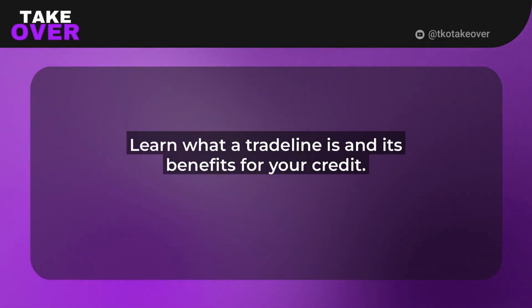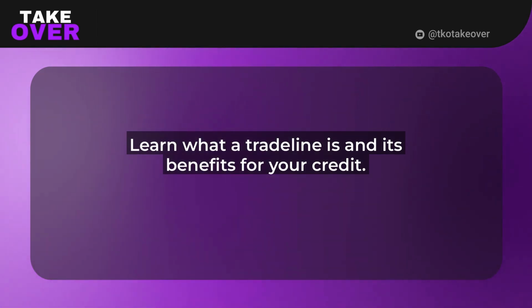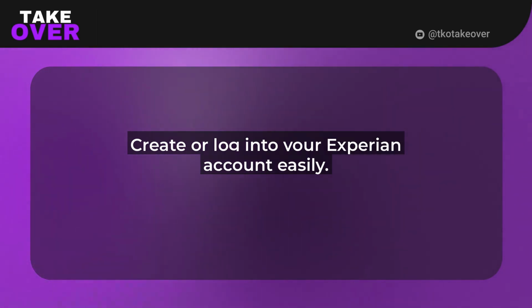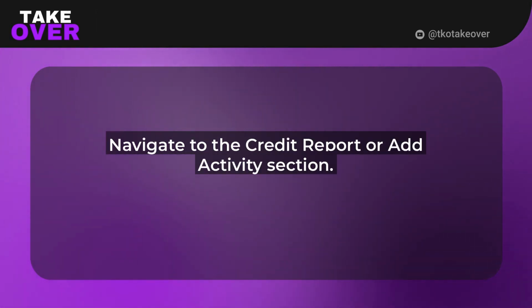Today's video is all about how to add a trade line to your Experian in 2025. If you're aiming to boost your credit score or build a stronger financial profile, adding a trade line can be a game changer. First off, what's a trade line? It's basically a record of your credit activity, like a loan, credit card, or line of credit, that gets reported to credit bureaus like Experian. By 2025, with updated regulations, this process has become even more user-friendly, but let's dive into the steps to make sure you do it right.